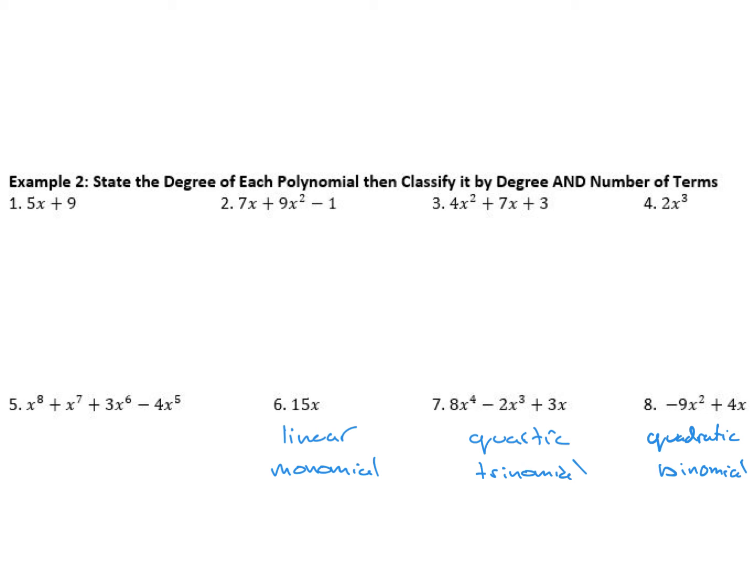So when you finish up 6, 7, 8, 6 is a linear and only 1 term, so a monomial. Highest degree is 4, so that's quartic with 3 terms, so that makes it a trinomial. And 8 has a degree of 2, which is quadratic, and 2 terms, which make it a binomial.